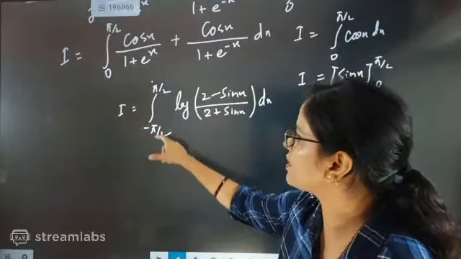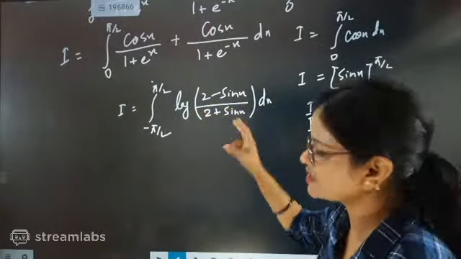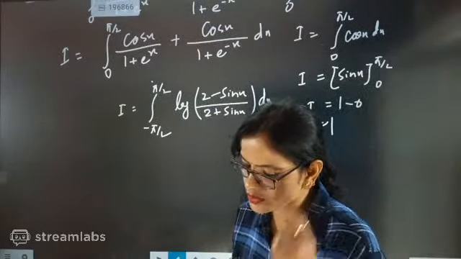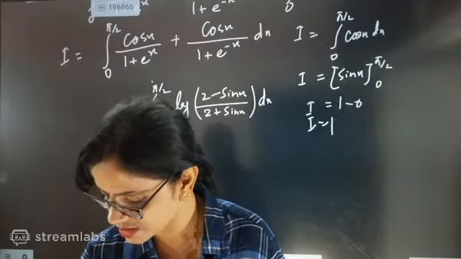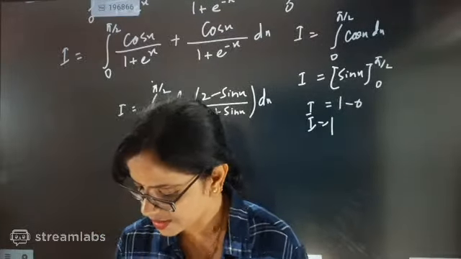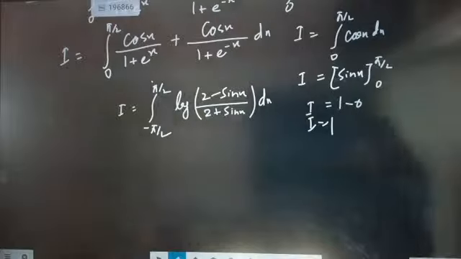Question is I equal to the integral from minus pi by 2 to pi by 2 of log of 2 minus sin x by 2 plus sin x. Will you be able to solve? Shall I keep it till here? Try this question out and tell the answer, beta. Okay? Bye bye.